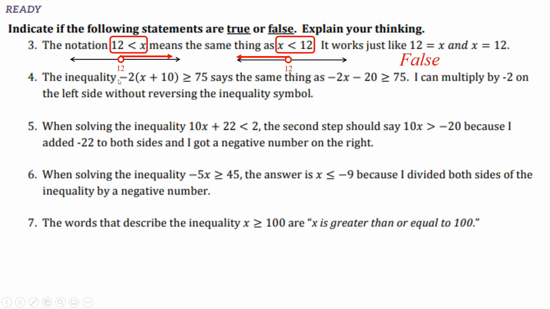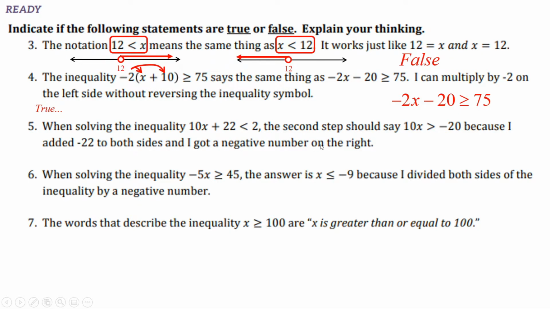So let's take a look at this -2 times the quantity x plus 10. Well, let's distribute the -2 to the x, so that would be -2x. And then distribute the -2 to the positive 10, and that's going to be a -20, and then that is greater than or equal to 75. And that is the statement we have right here, -2x minus 20 is greater than or equal to 75. So that is a true statement.